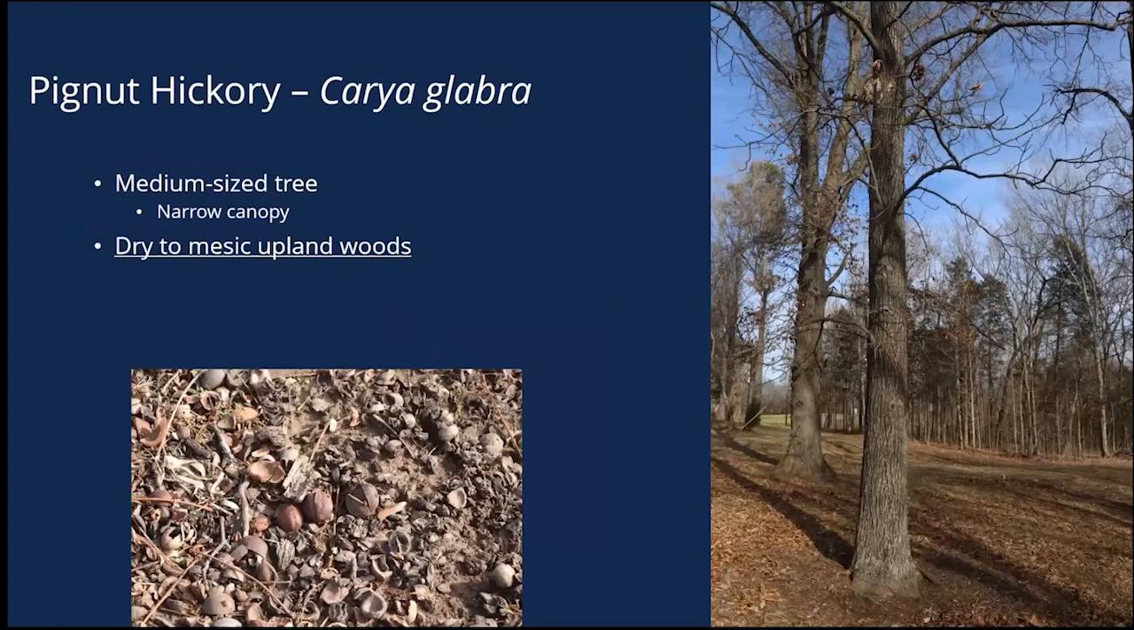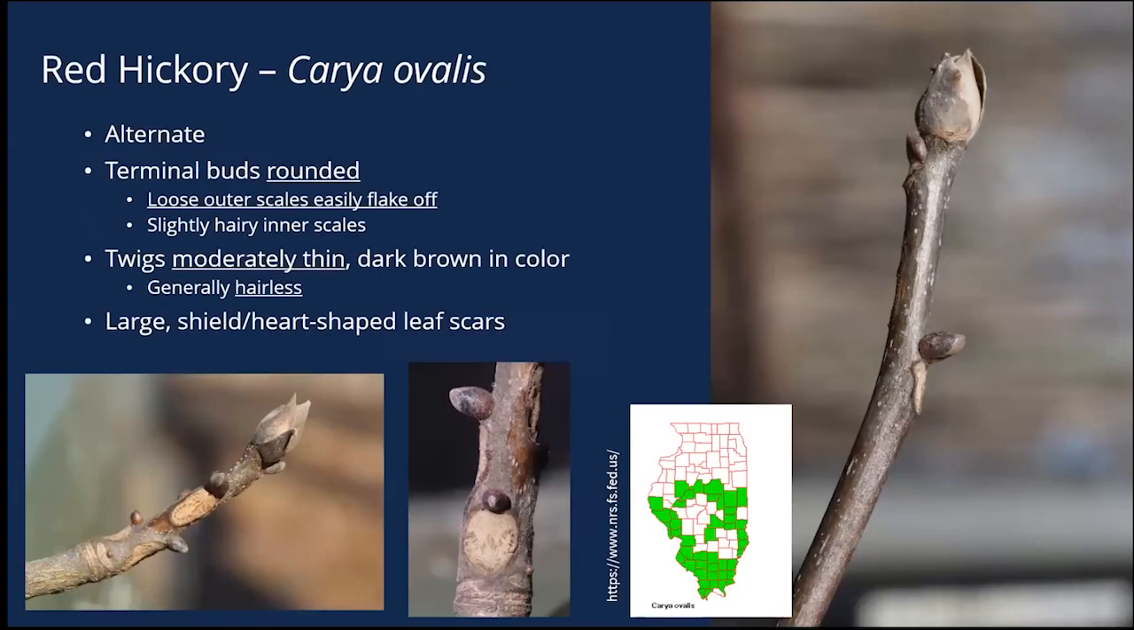This is a medium-sized tree with a narrow canopy that likes dry to mesic upland woods. I put a picture of the ground there, because often I'll look at the ground at hickory nuts. That's another way of verifying the ID for these. But red hickory is one that can be very, very difficult to tell apart from pignut hickory. Its terminal buds are rounded as well. It has thin twigs, dark brown in color, hairless.